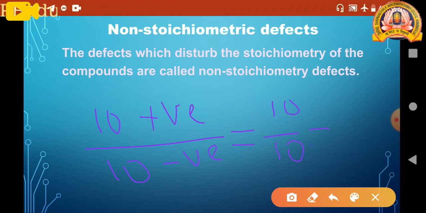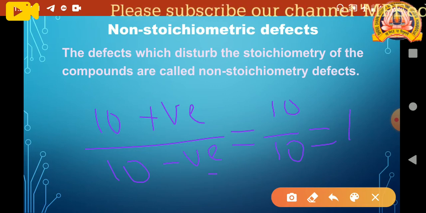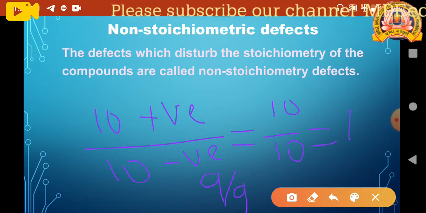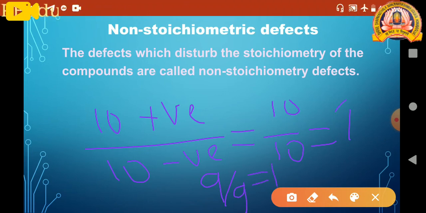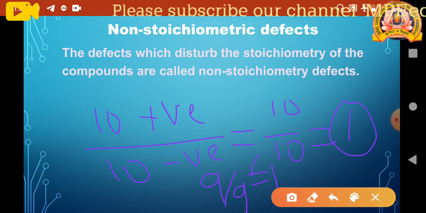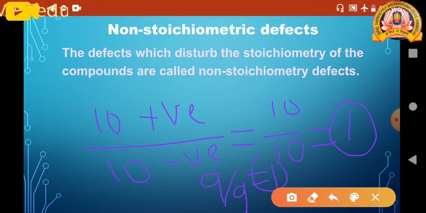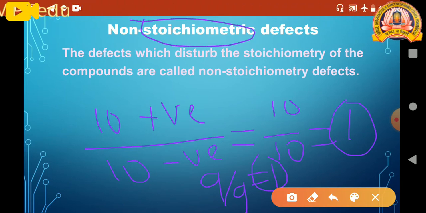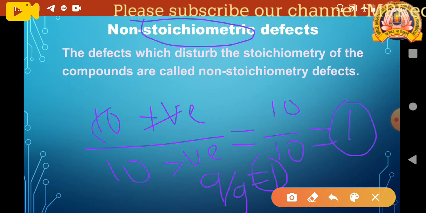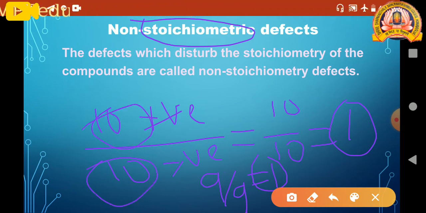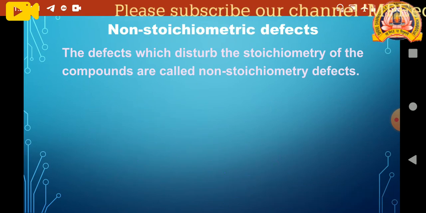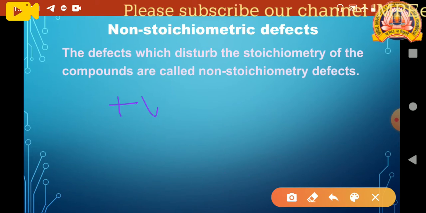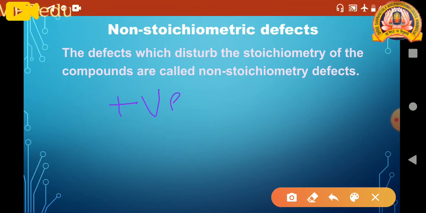After the defect, suppose one cation and one anion are missing, the ratio remains 1. Such a type of defect is called a stoichiometric defect. Correct? It is known as a stoichiometric defect. Electrical neutrality is maintained. Simultaneously, the positively charged ions and negatively charged ions remain the same, or the ratio remains the same. Such a type of defect is stoichiometric.